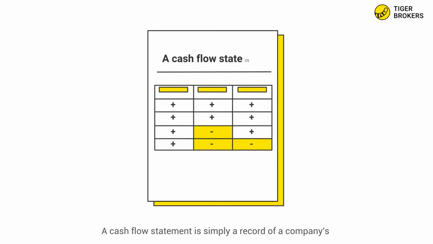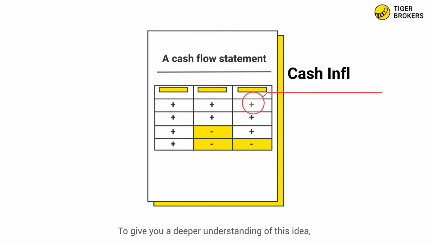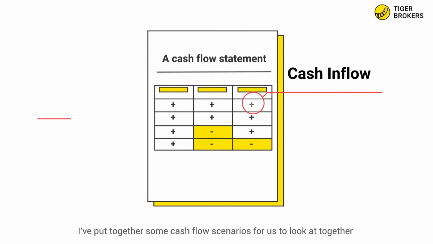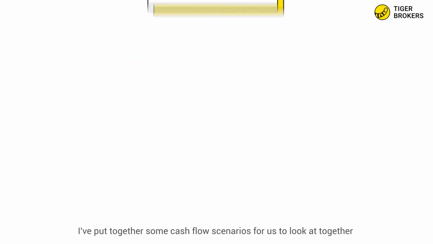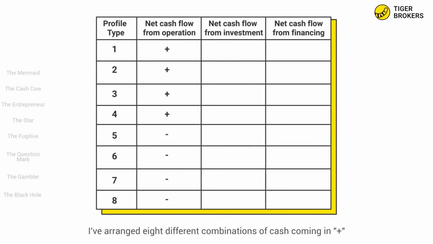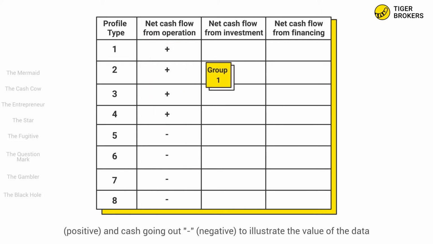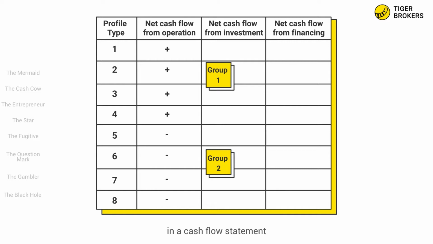A cash flow statement is simply a record of a company's inflow and outflow of cash. To give you a deeper understanding of this idea, I've put together some cash flow scenarios for us to look at together. I've arranged 8 different combinations of cash coming in, positive, and cash going out, negative, to illustrate the value of the data in the cash flow statement.